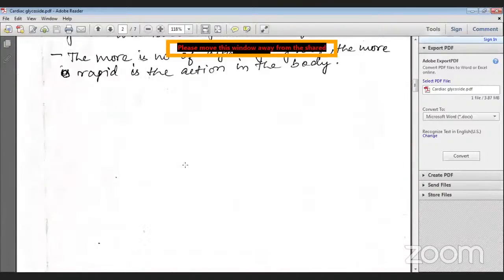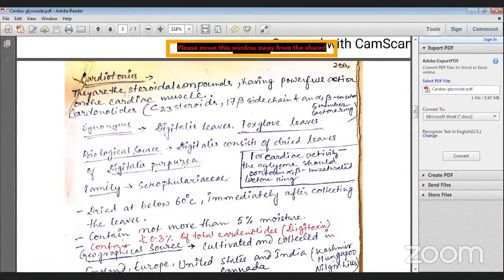Next, we'll move to digitalis, the cardiotonic drug, the cardenolide drug. Basically, digitalis is a cardenolide containing C23 carbon atoms with the lactone ring at the 17 beta position, and the lactone ring is an alpha beta unsaturated 5-membered lactone ring. This digitalis is a cardiotonic drug and it has a strong and powerful action on the cardiac muscle, which you have already studied in your pharmacology part.